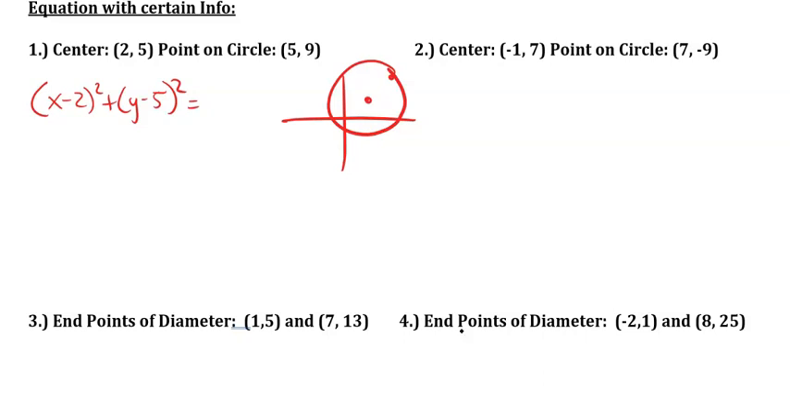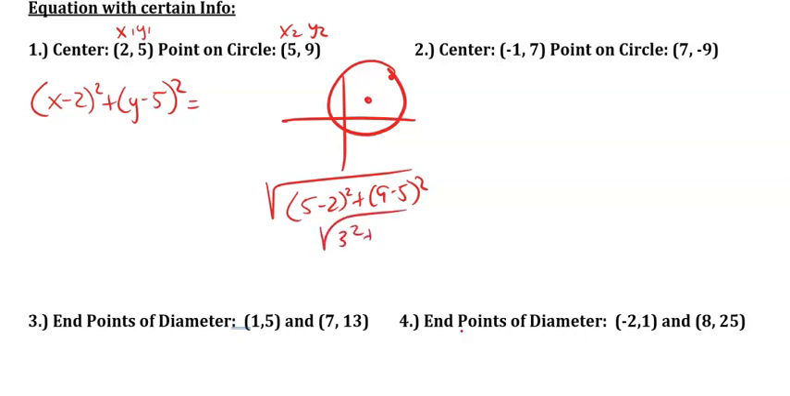Distance formula, great job. I always label them because otherwise I mess them up and it only takes like 2 seconds. Square root of (5 - 2)² + (9 - 5)². 3² + 4². 9 + 16. 25. So if that's giving me a radius of 5, then what are we going to have on this other side? 25 or 5 squared, doesn't matter.